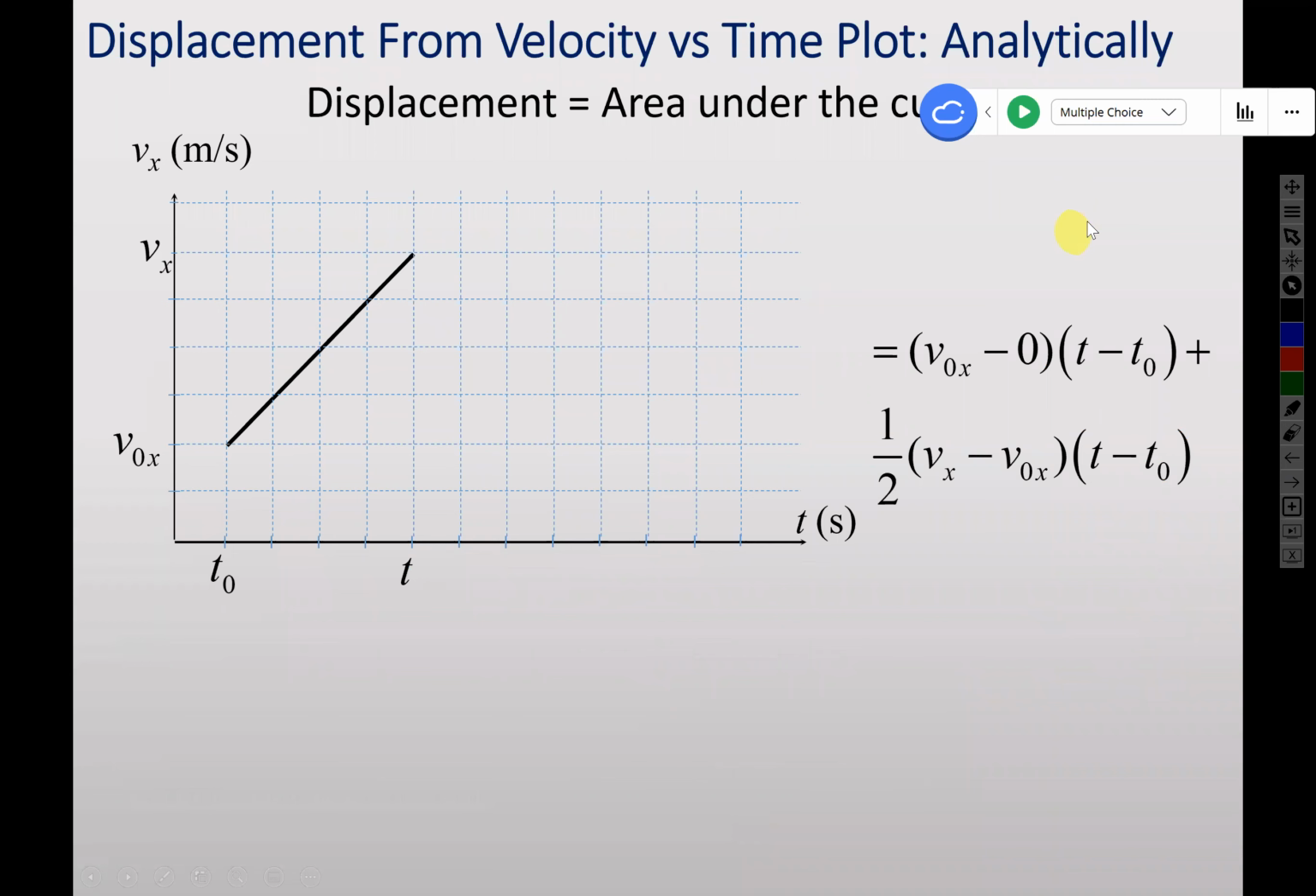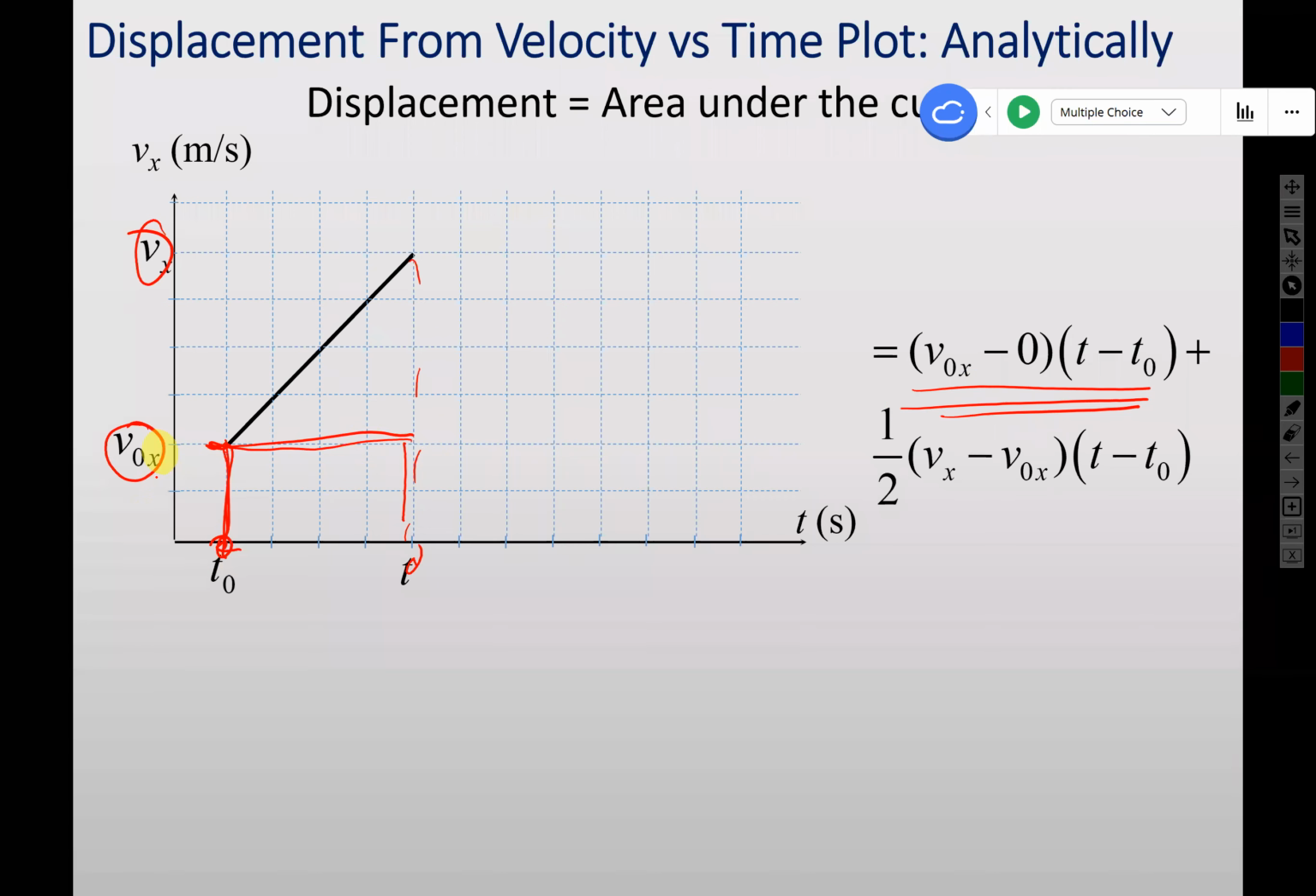So we did that numerically, but rather than assigning actual numbers, if we were to assign some initial velocity, final velocity, and then initial time and final time, and find the area under the curve, that means the area of a rectangle. You see that? Area of this rectangle. So how much is that? This final velocity minus initial velocity, which is v_x minus v_0x, and the time interval is t minus t0. So rather than using numbers, I'm just using variables now. And this is half times height times base, okay?